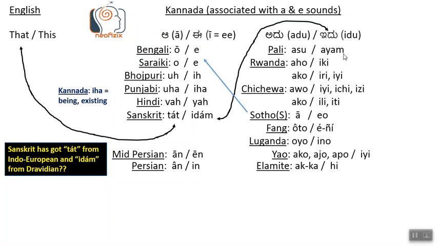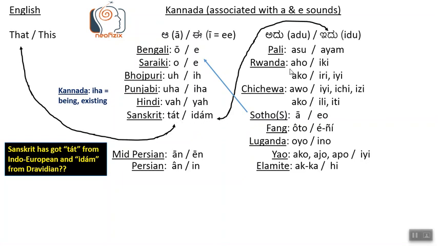The Pali also stands out. In Pali, the asu may be close to the word adu, which means that. But for idu, it has a different word, idam. So possibly tat and idam are coming from the European root, and idu is coming from a Dravidian root.